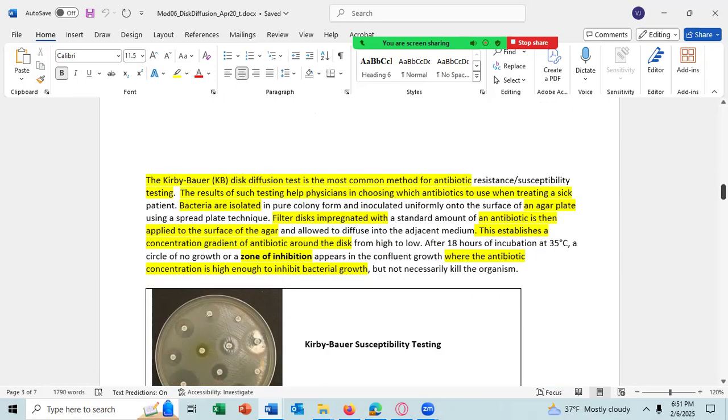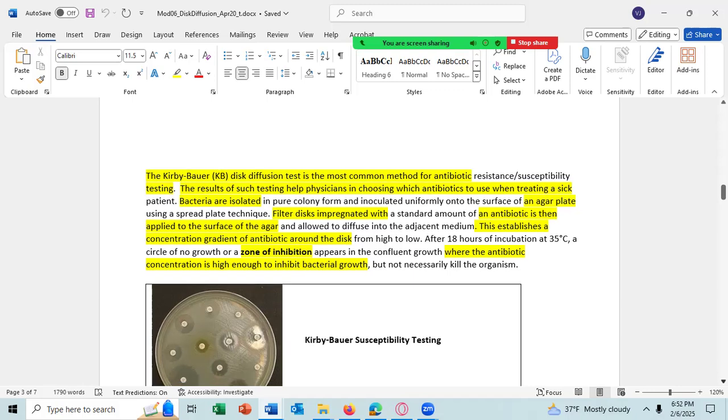The Kirby-Bauer disk diffusion test is the most common method used for antibiotic testing. The results of such testing can help a physician in choosing which antibiotics to use when treating a sick patient infected by bacteria. What you do is you isolate the bacteria from the patient, meaning you have to grow it up as a pure culture, and then apply it to a petri dish.